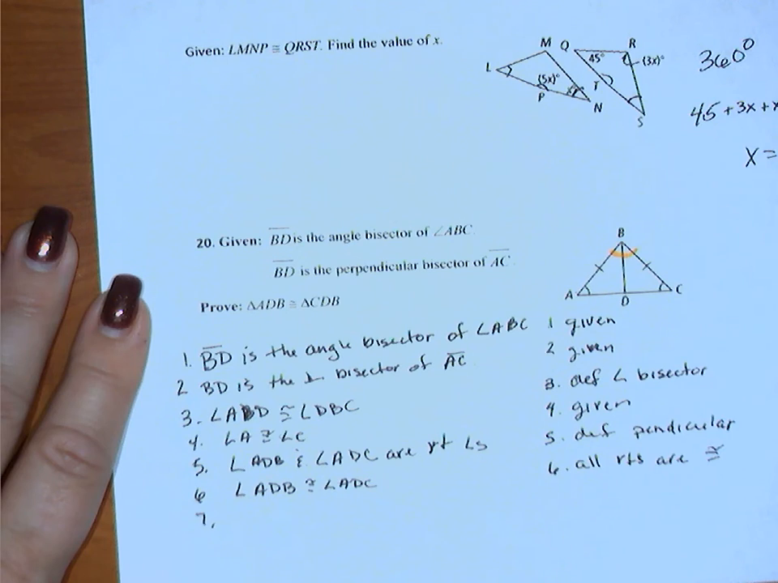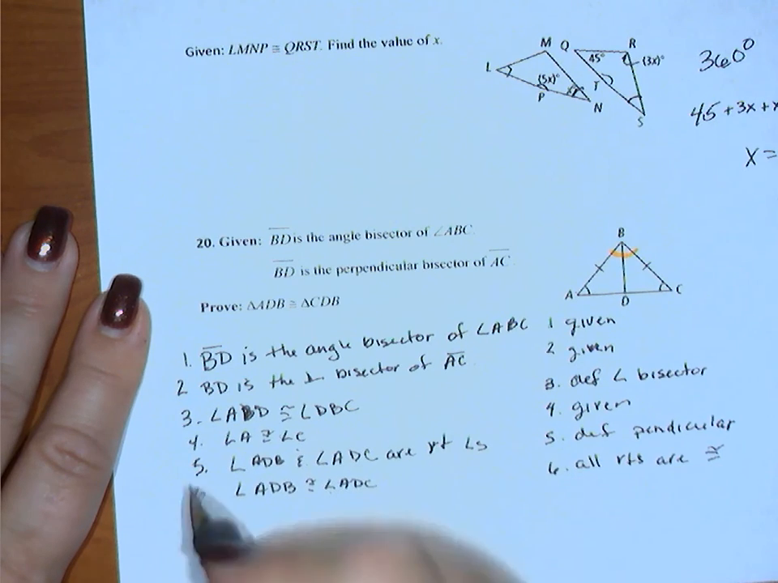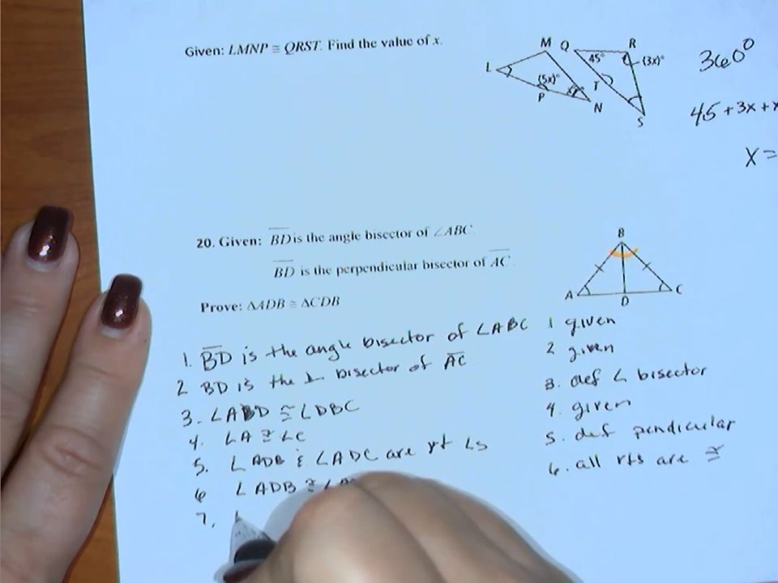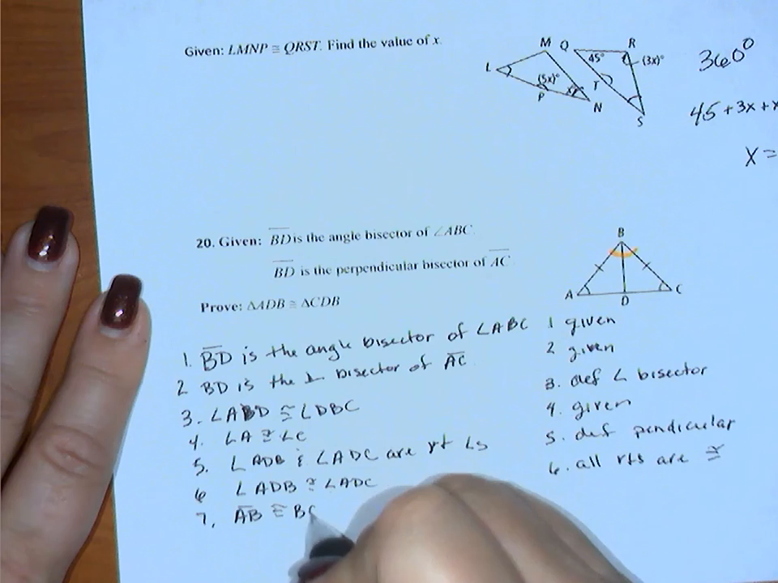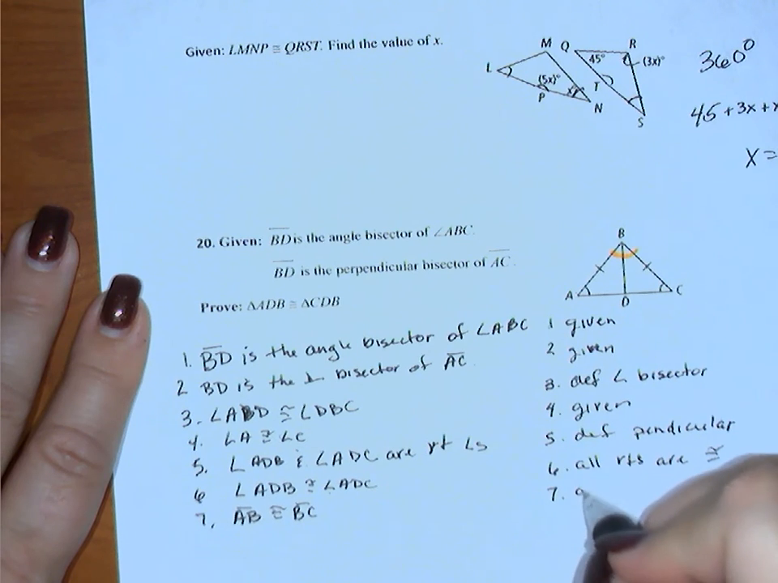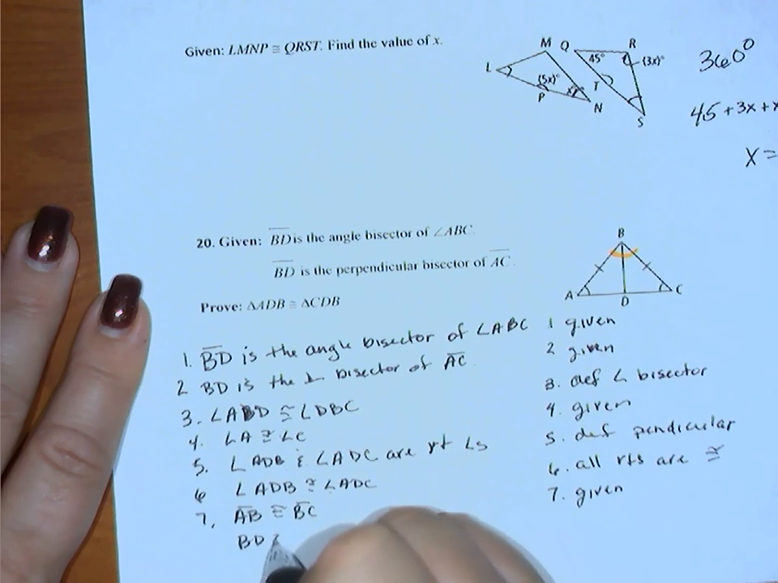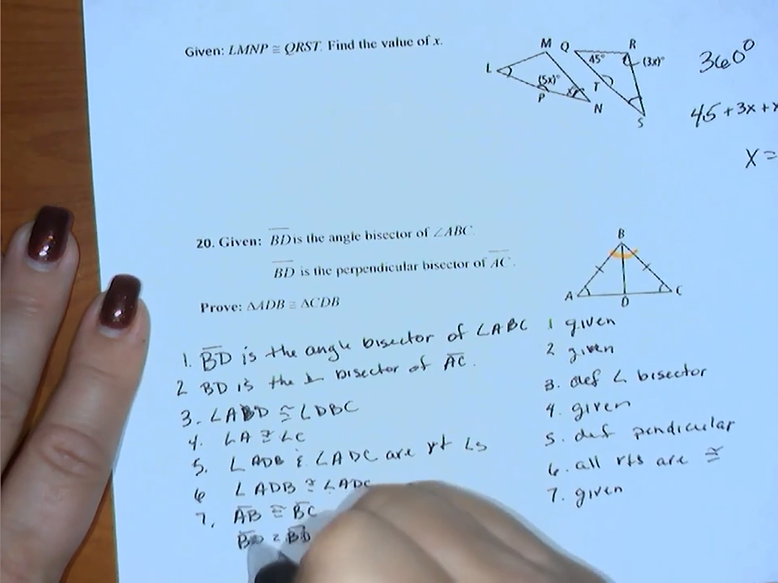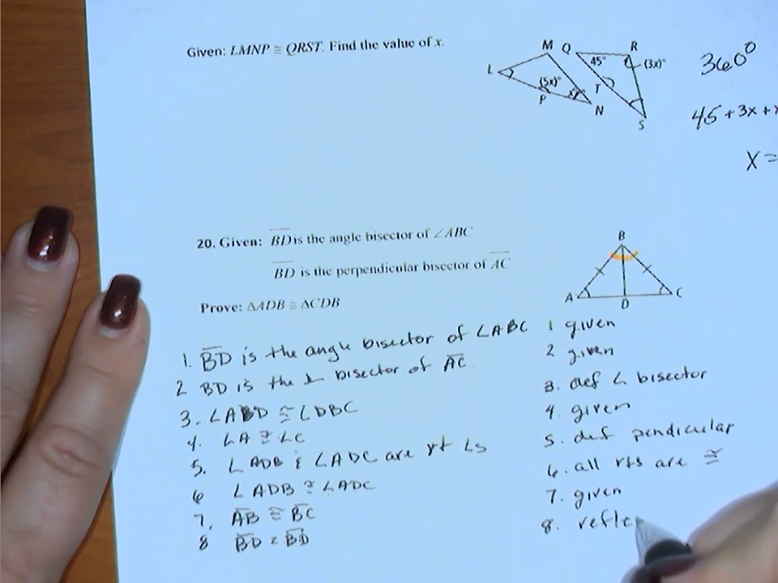Then, next step, I've done all of my angles, right? So now I'm going to do all my sides. So they give me that AB and BC are congruent. That's given. And then I know that BD, right here, is congruent to BD because it is itself. That's step 8. And that's the reflexive property, right? Anything is equal to itself.